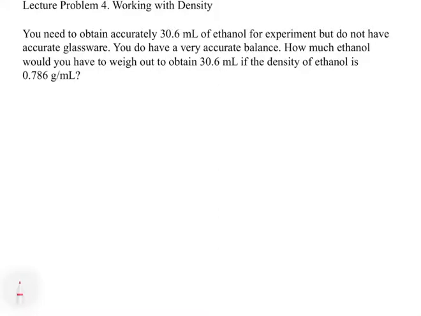In this lecture problem, we're going to work with density. It says you need to obtain accurately 30.6 milliliters of ethanol for an experiment, but do not have accurate glassware. You do have an accurate balance. How much ethanol would you have to weigh out to obtain 30.6 mL if the density of ethanol is 0.786 grams per mL? So now we're going to start to work with density in a more functional way.